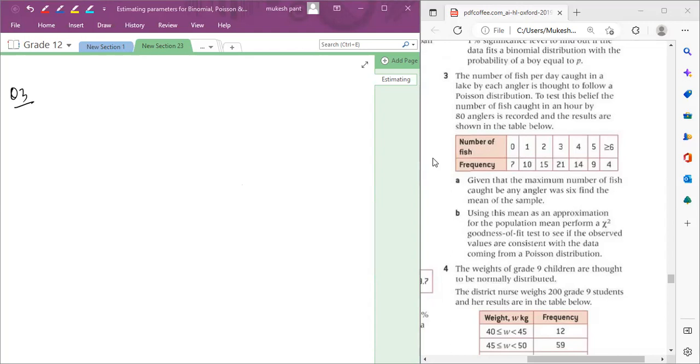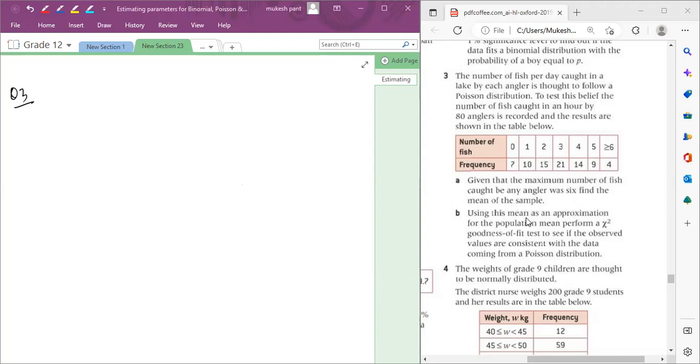Okay, number of fish 0, 1, 2, until 6 and more than 6. The observed frequencies are given over here, right? So given that the maximum number of fish caught by an angler was fixed, find the mean of the sample. I think in question number 2 we discussed how to use the calculator to find the mean. So use your GDC to find the mean.